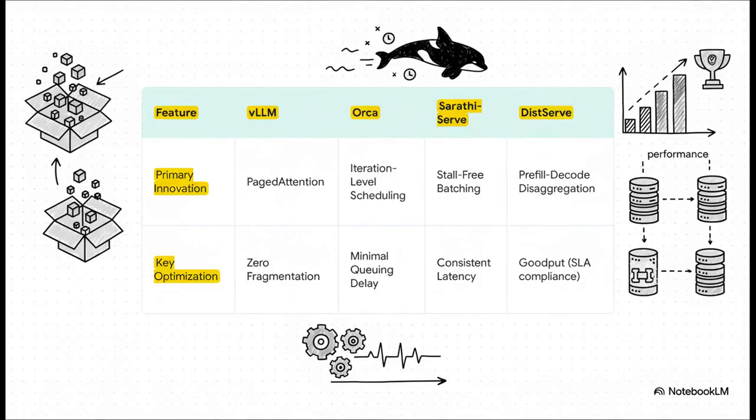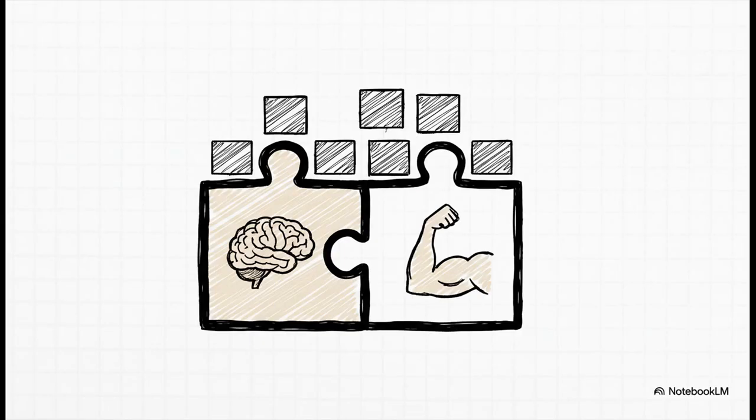This table really tells the whole story of this evolution. We started with vLLM, which solved memory fragmentation with paged attention. Then came Orca, which cut down on those annoying queuing delays. And now you see systems like DistServe that are focused on maximizing real-world performance by completely separating, or disaggregating, the whole process. So when you step back and look at all this, what are we really witnessing? It's the birth of something new. It's a standardized stack, really, an operating system for inference. And it's all built on this core, powerful idea of separating the brain from the muscle.